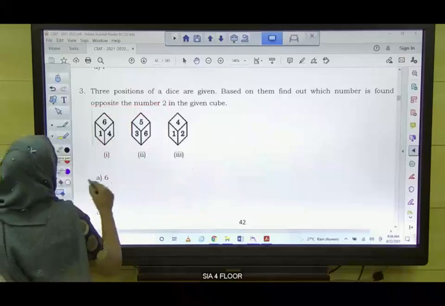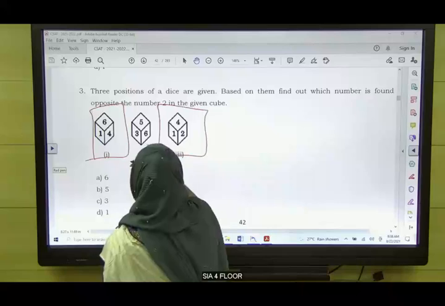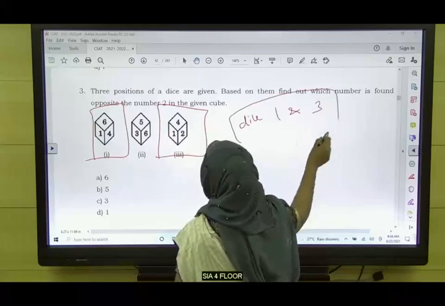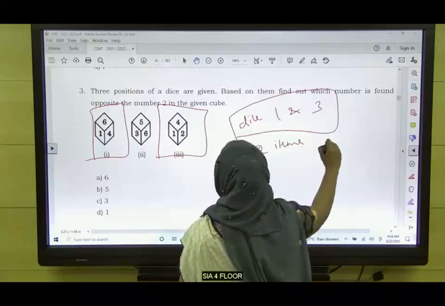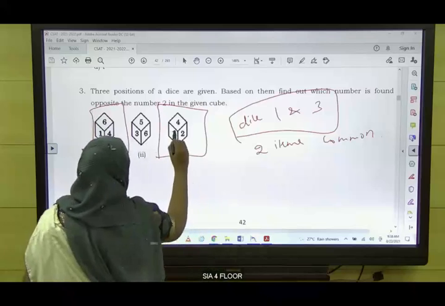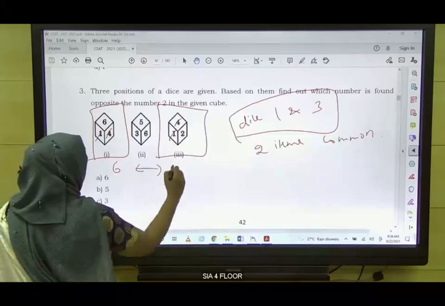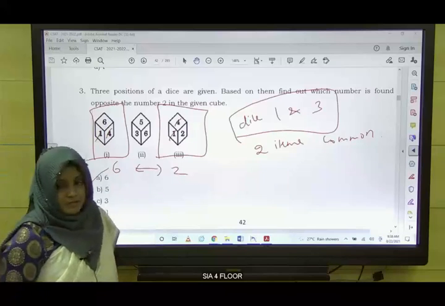The same problem I can do in a different way. If I select dice 1 and dice 3, what happens? Okay, dice 1 and 3. If I select these two, I find 2 items common, right? What is that? Number 1 and number 4. So I cancel that. So here 6 is left out and there 2 is left out. So we found out that 6 is the opposite face of 2.